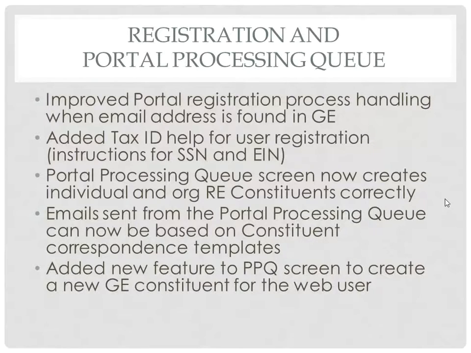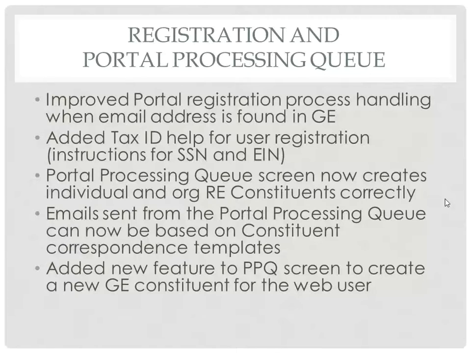But let's talk here real quickly about the registration and the portal processing queue. We have improved the portal registration process when an email address is found in GE. If someone comes in to register as an applicant, occasionally they will find their email address already in the grants database. And the Spectrum user experience wasn't great before. We've made that a better experience. We prompt them, is this your email address, et cetera. So we've improved that.